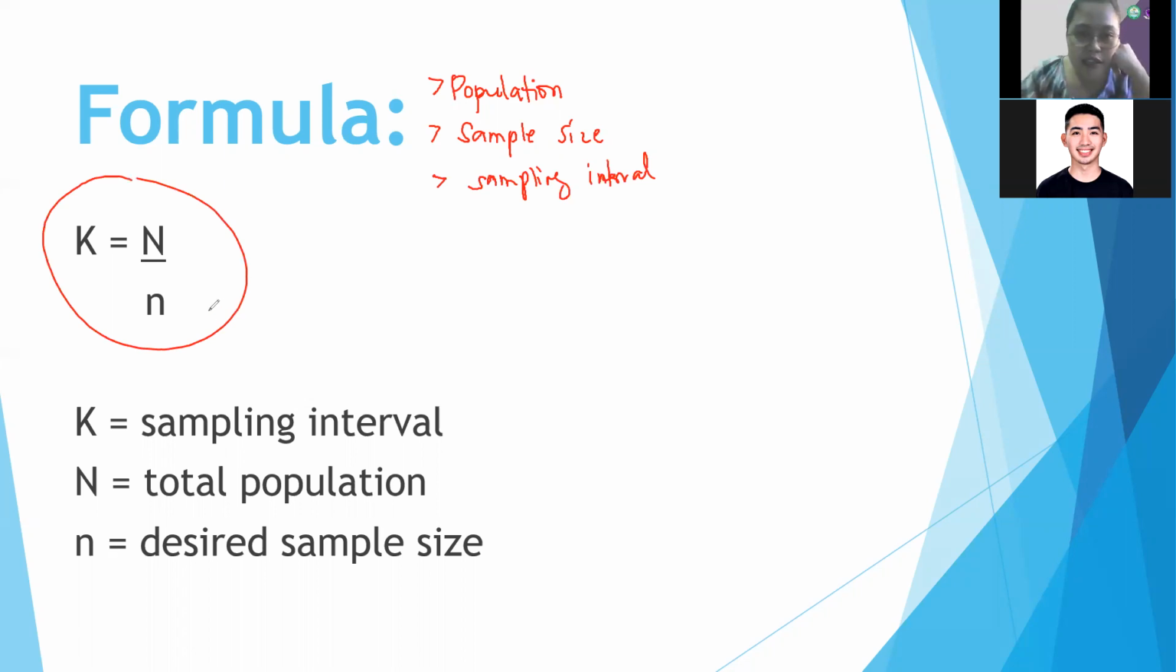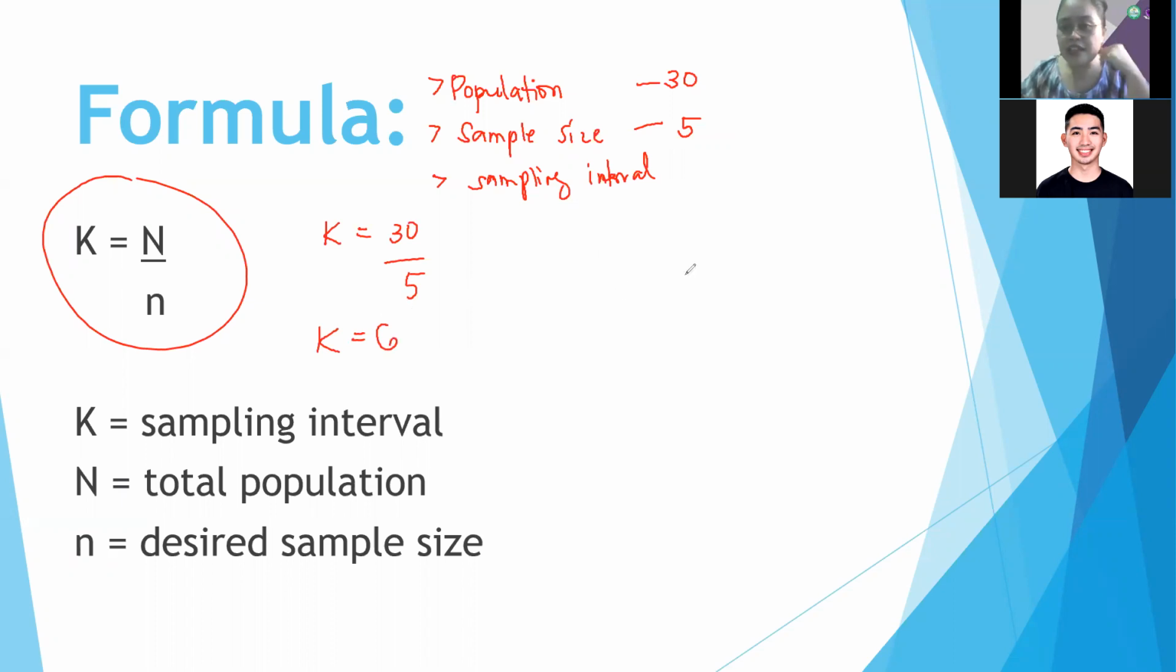K is the sampling interval, capital N is the total population, and n is the desired sample size. So for example, in the video earlier, 30 was the identified population. Then for the computation, for example, you need 5. Your sample size is 5. So you just divide, class. 30 divided by 5, so the interval there is 6.